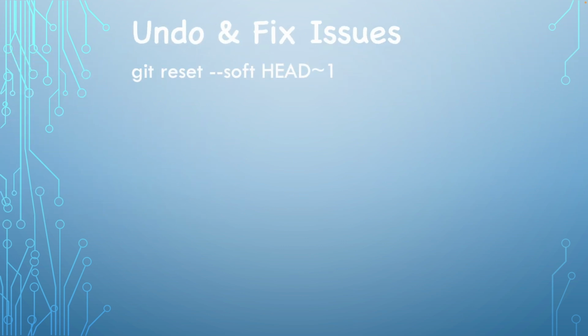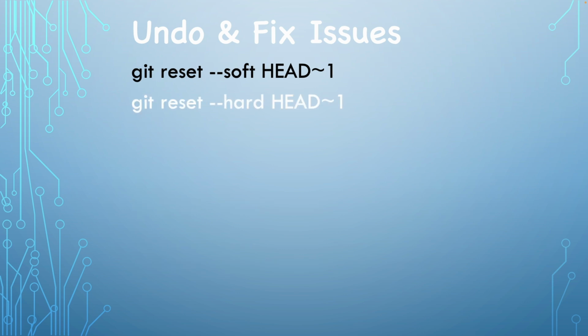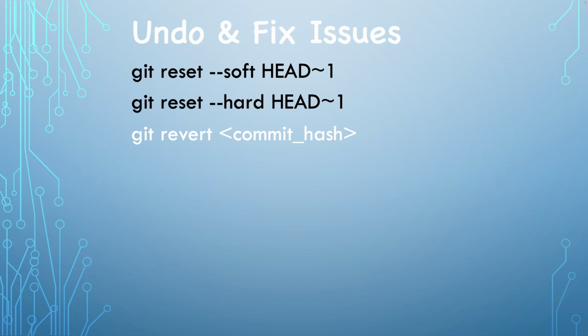Git reset --soft HEAD~1 to undo the last commit and to keep changes staged. But with git reset --hard HEAD~1, we can undo the last commit but with discarding the changes. To create a new commit that undoes a previous one, we run git revert commit hash.